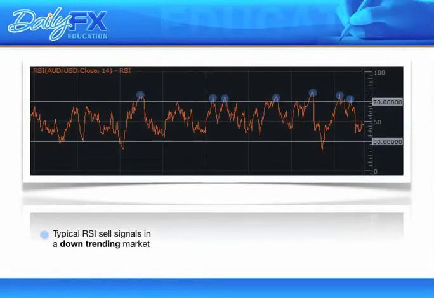You'll recall from the first video we introduced the RSI indicator and discussed how it can be used to interpret readings of overbought and oversold market conditions. In general terms, an overbought market condition occurs when the RSI values increase above 70. An oversold market condition occurs when the RSI values fall below 30.